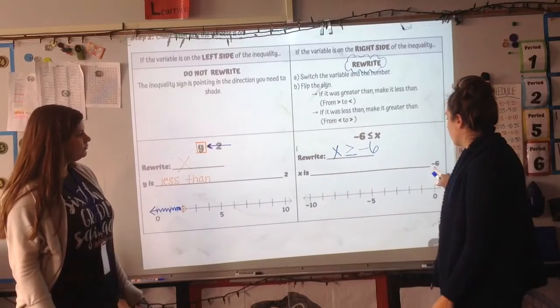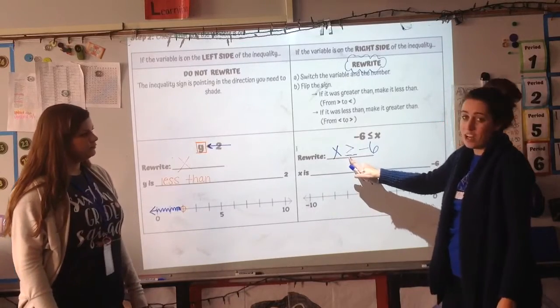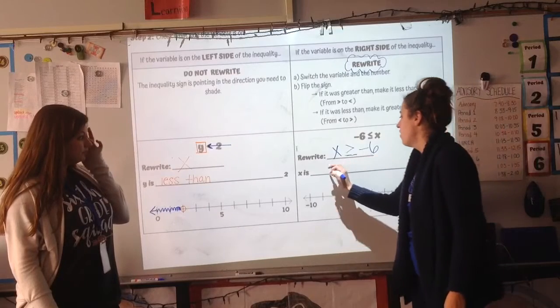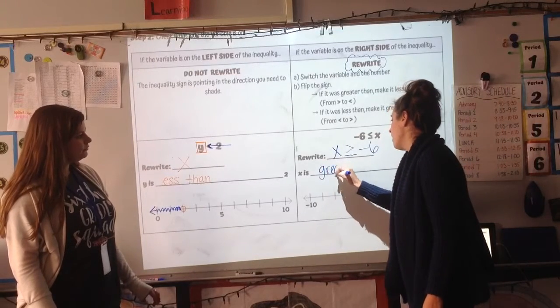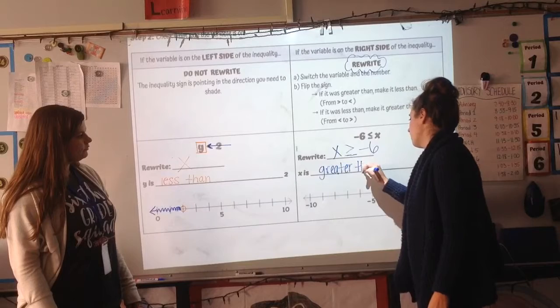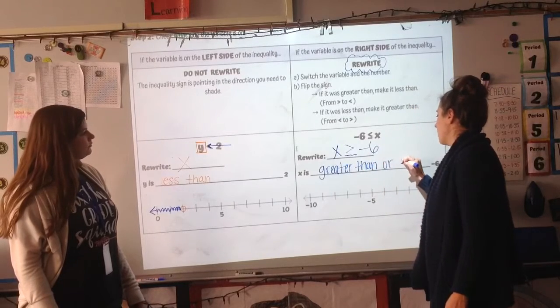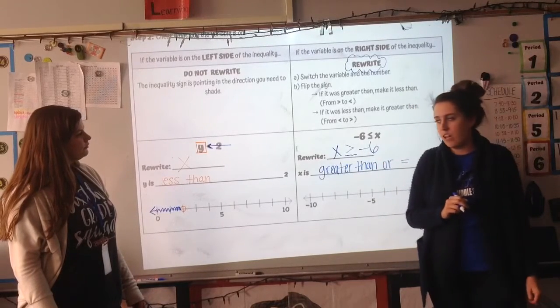So again, we're going to practice writing this. This is x is greater than or equal to -6. So I'm going to write that out. X is greater than or equal to. I'm just going to put the equal to sign so it fits in the line there.